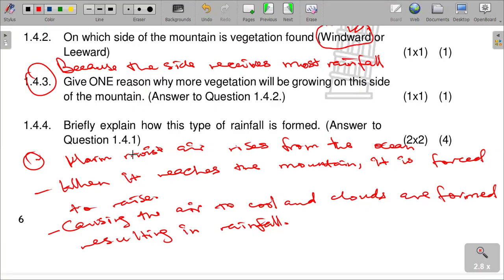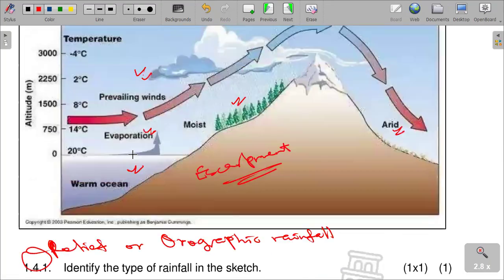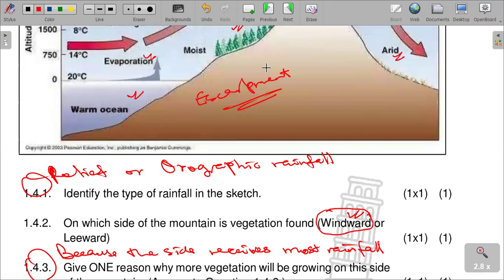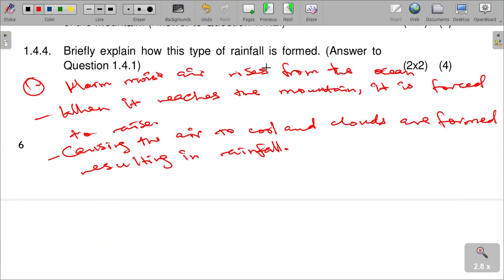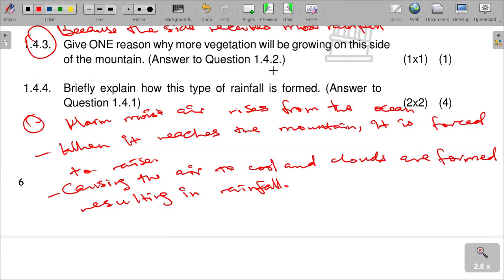As you can see from the diagram there, all moist air comes from the ocean and then it rises. It is actually forced to rise as a result of the mountain. And then as it rises because of the mountain, clouds are formed and rainfall is therefore taking place on the windward side. The windward side receives the rainfall there.